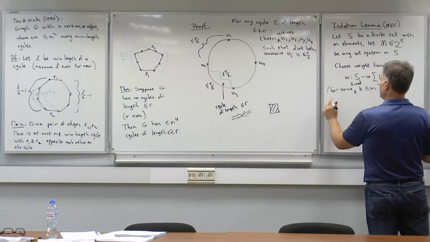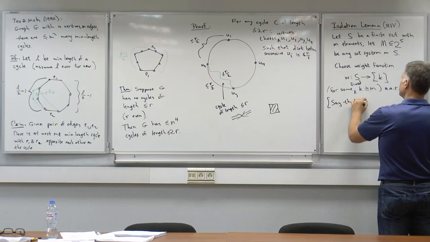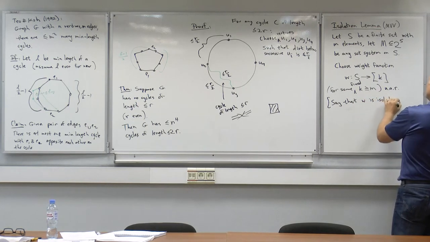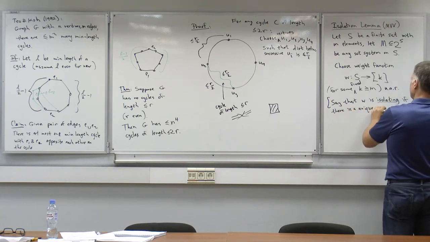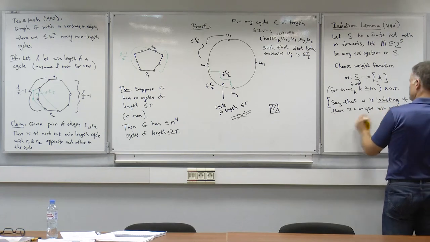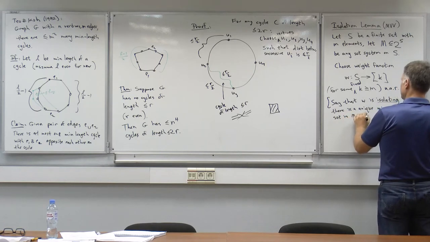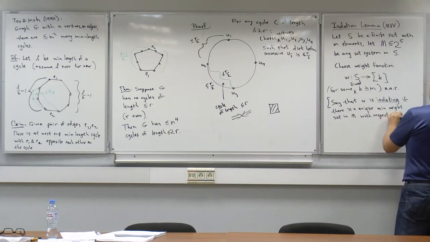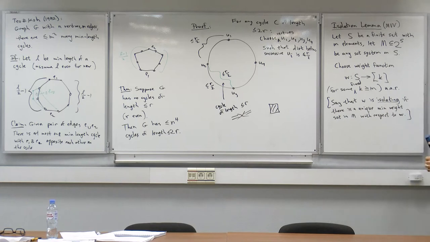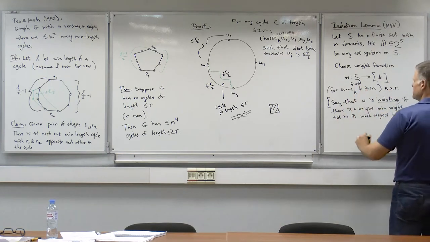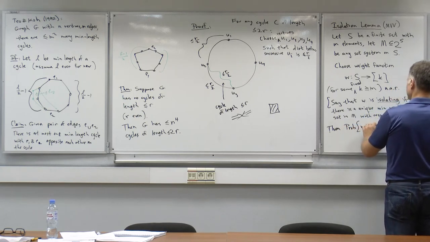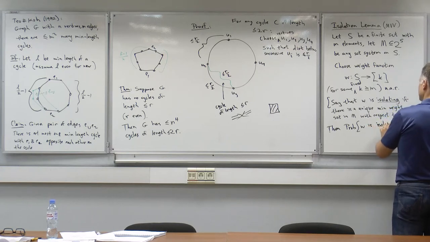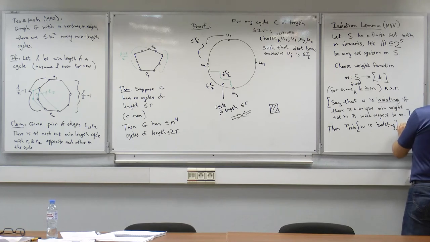This will be useful. We'll say that W is isolating if there is a unique minimum weight set in M with respect to W, where the weight of a set is just the sum of the weights of the elements of the set as normal. Then if we choose one of these uniformly at random, the probability that W is isolating is at least M by K.